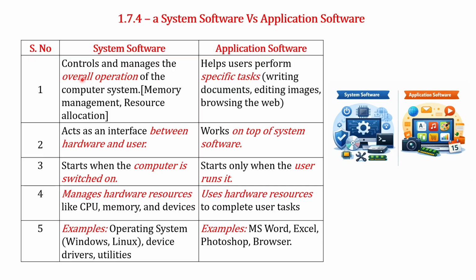System software is responsible for the overall operation of the computer system, whereas the application software helps the user to perform specific tasks. So that is all about system software and application software.